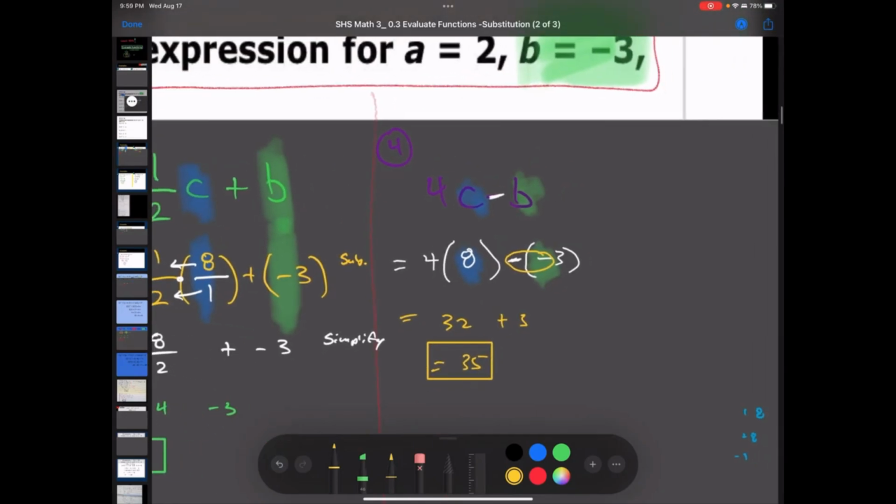I want to point out that over here would have been wrong. You could see we're wrong. Is we did 4 times 8 minus a -3. And some students might be tempted to do this portion first, but that is wrong because you need to do PEMDAS.